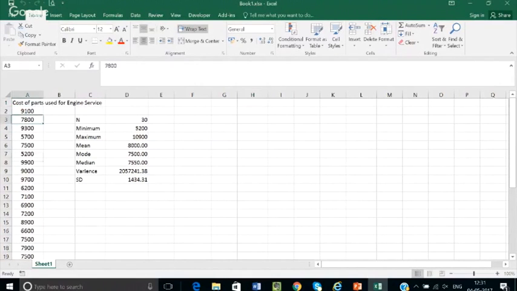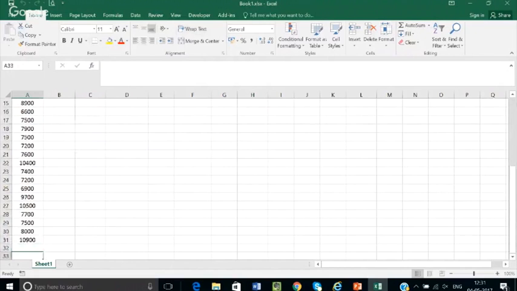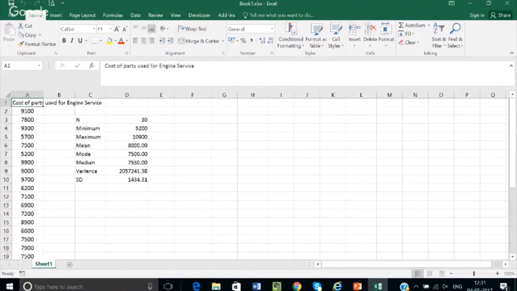Here the data is already entered. The data is the same as the service cost of the engines. The first data is 9,100. The second data is 7,800.